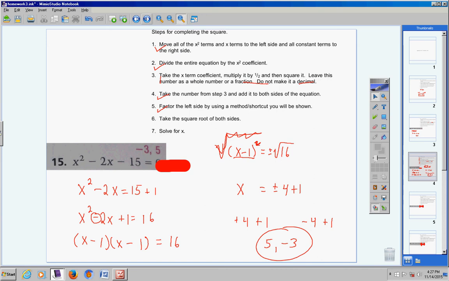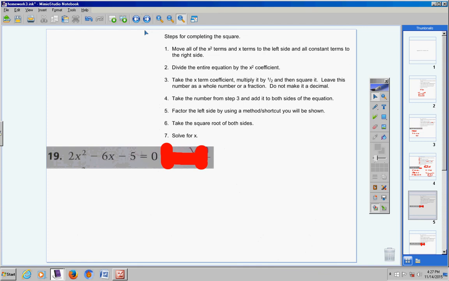Let's take a look now at numbers 19, 23, and 24. Okay, step 1, move all the x squared terms to one side and constant terms to the other side. Okay, easy enough. Bring the negative 5 over and make it positive. 2x squared, negative 6x equals 5. Step 2, divide the entire equation by the x squared coefficient. So the x squared term is here, the coefficient is 2. So we're going to divide everything by 2.